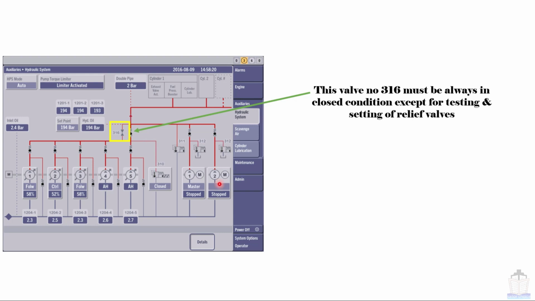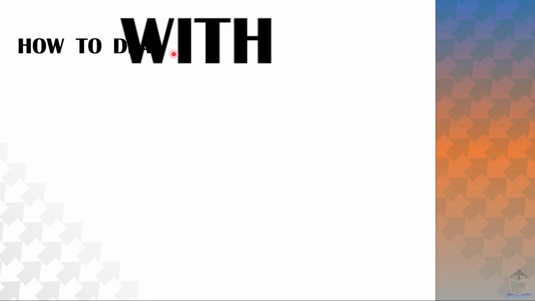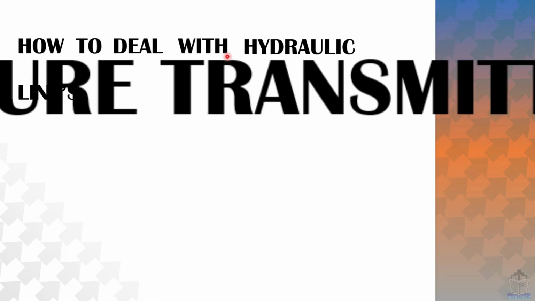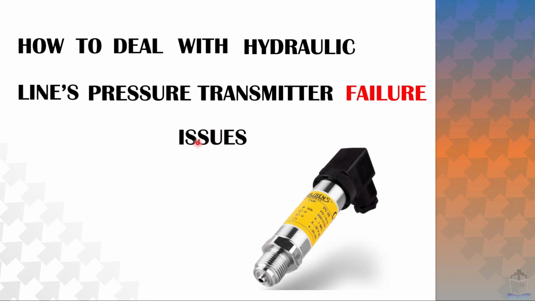One more important point I want to share with you is that when emergency stop occurs, then these electrical startup pumps also get stopped, provided the control must be in remote, not in local. Okay, now moving next. Now going to talk about how to deal with hydraulic line pressure transmitter failure issues. This is a very important topic, and engineers must know about this one.